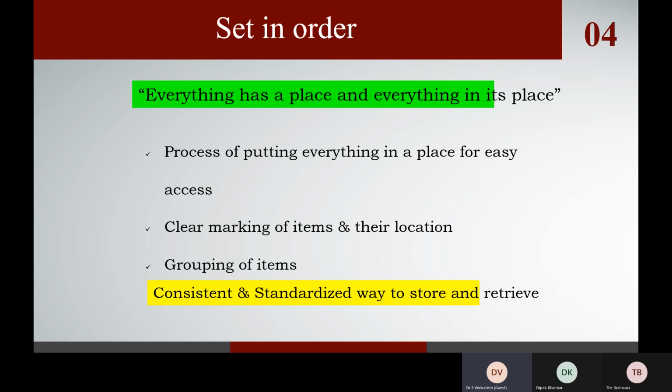Okay. And another important thing when it comes to this setting process is grouping of items. So if similar or analogous items are there, we have to think in terms of grouping. That's what is the key. And basically this should be a consistent and standardized way to store and retrieve objects or items. So that's the target for this step of the 5S.